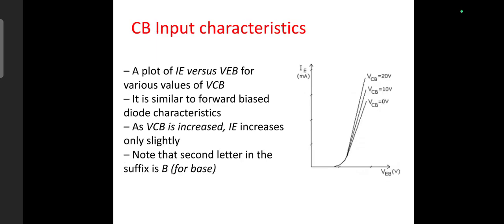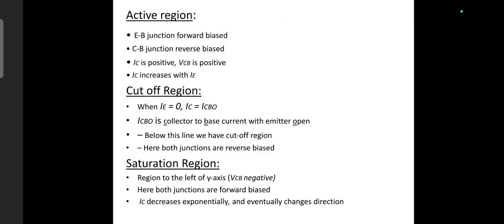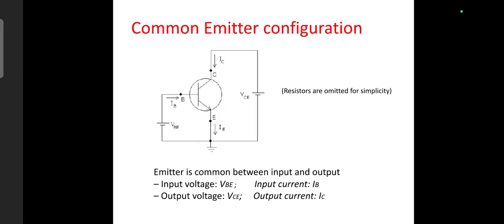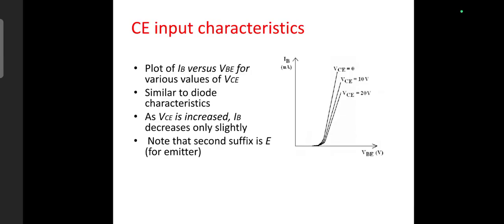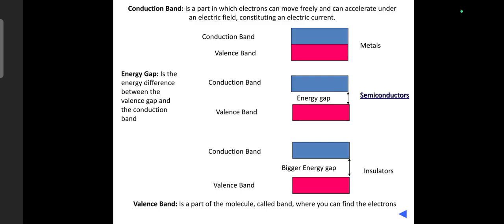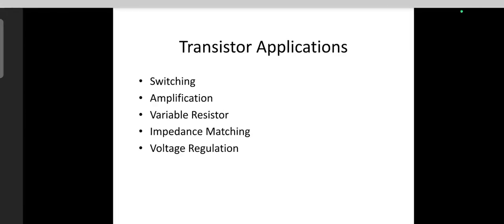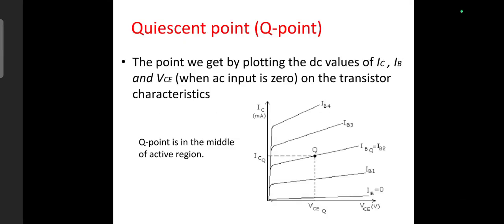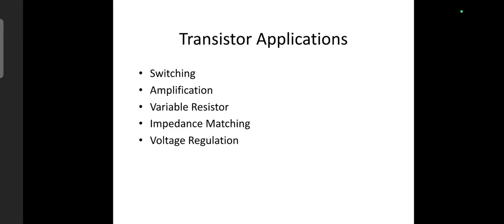Next is common emitter. We will quickly go through the configurations alone. In common emitter, the emitter is common for input and output. The input is across base and emitter, the output is across collector and emitter. Next is common collector. The diagram is not present here. We will discuss the common collector configuration and the input output characteristics of all these three configurations in an elaborate manner in the next lecture.